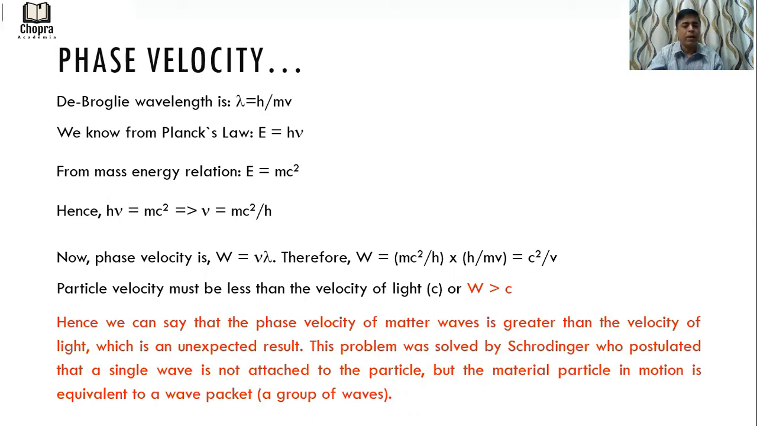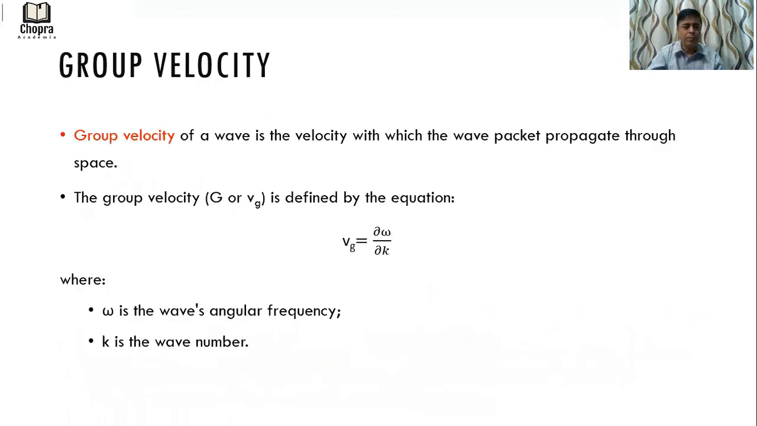So after this introduction, we introduce another velocity, which is called the group velocity, denoted as Vg or G. Group velocity of a wave is the velocity with which the wave packet propagates through space. It is defined by the equation Vg is equal to dou omega by dou k, where omega is the wave's angular frequency and k is the wave number.